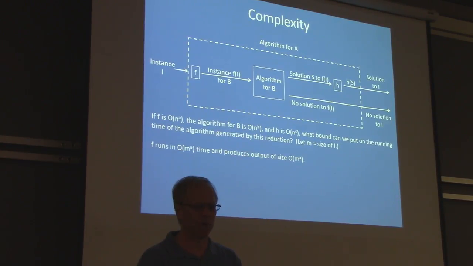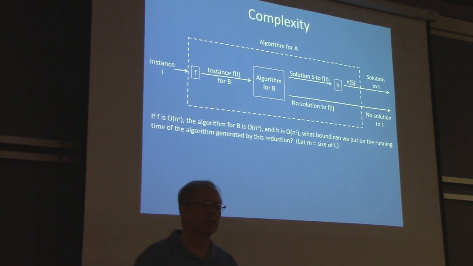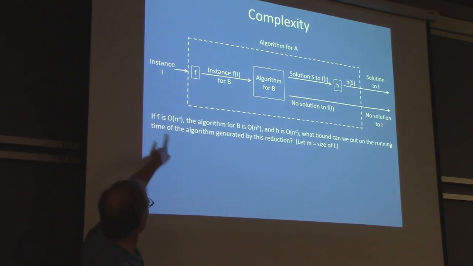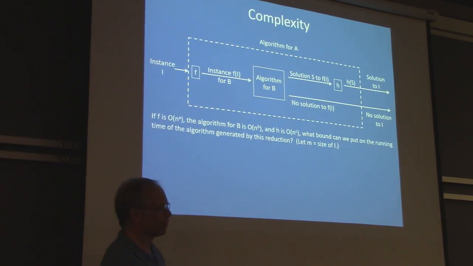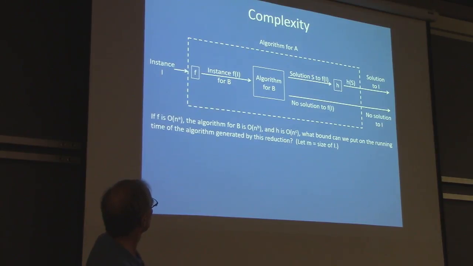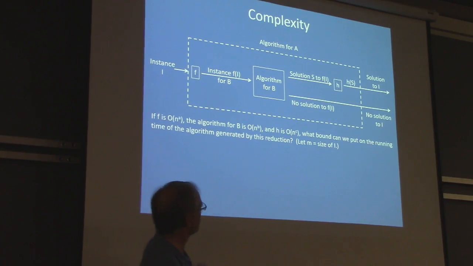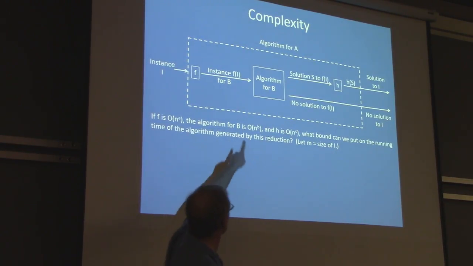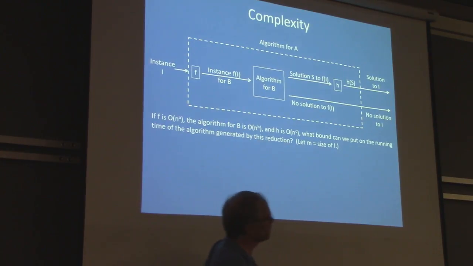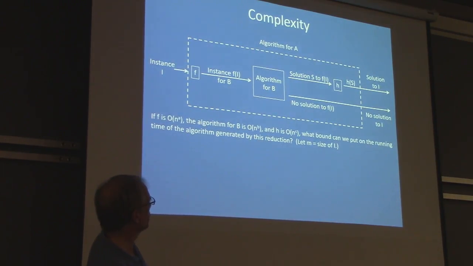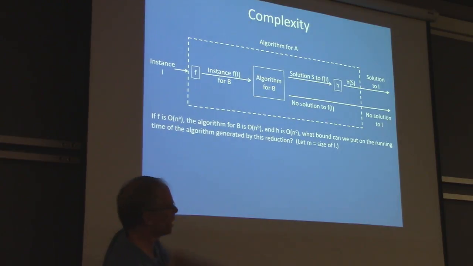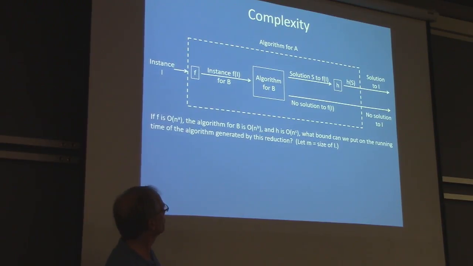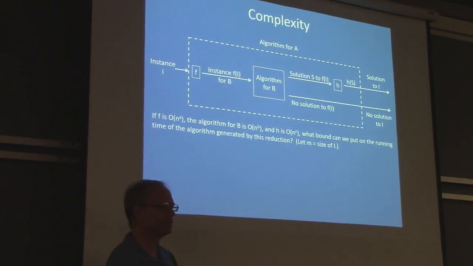Okay, so let's think about what's required. Suppose F is polynomial time, O of n to the A, and the algorithm for B is O of n to the B, and H is O of n to the C. What bound can we put on the running time of the whole dotted line algorithm, if we're composing three polynomial time algorithms: one for F, one for B, and one for H?